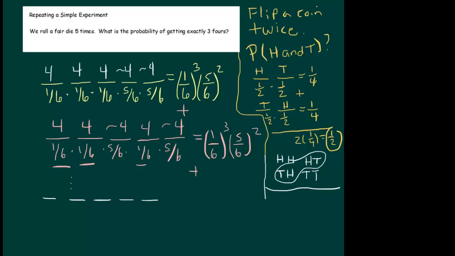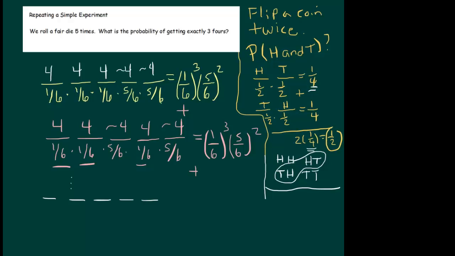So the point is, there are 2 ways you can get a head and a tail. So we multiplied this 1/4 probability that we got up here. Essentially, we just multiplied it by 2. What we got to do is figure out how many ways we can get 3 4s and 2 non-4s in 5 flips. 5 rolls, I should say.